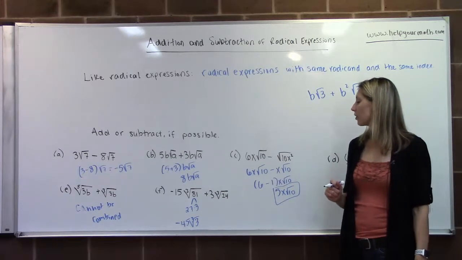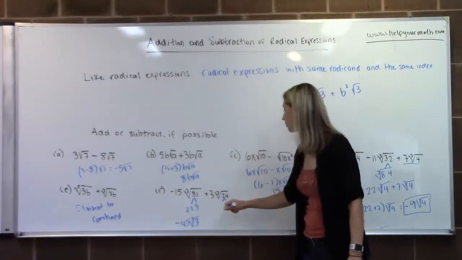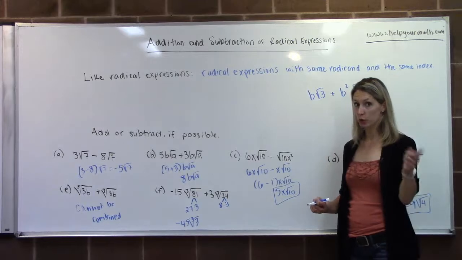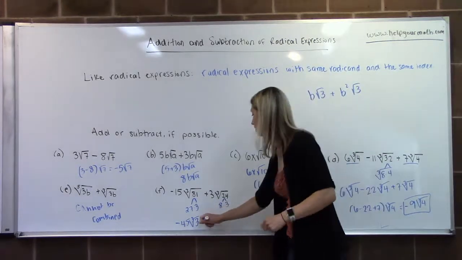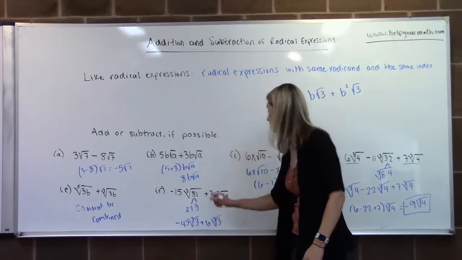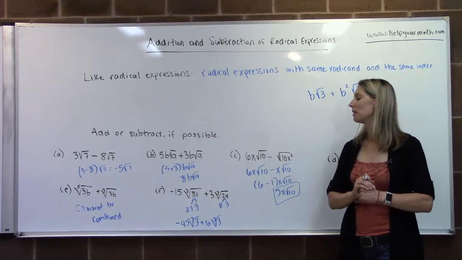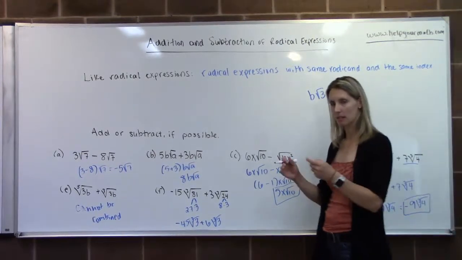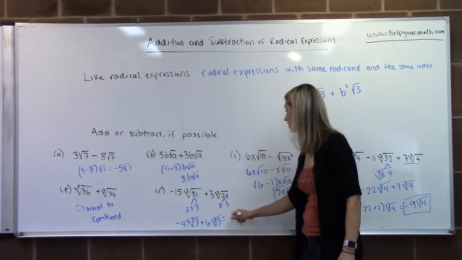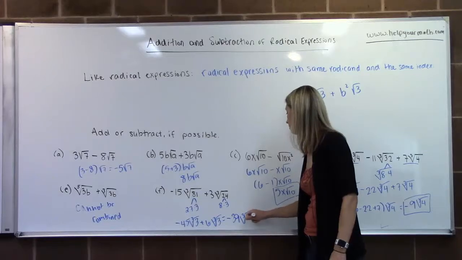Then we have the 3 times the cubed root of 24. 24 has a perfect cube factor of 8, and it's 8 times 3. The cubed root of 8 is 2, so a 2 pops out. 2 joins the 3, so that becomes a 6. And we have the cubed root of 3 left under the radical. We can combine these now because they do have the same radicand and the same index. Negative 45 plus 6 is negative 39 times the cubed root of 3.